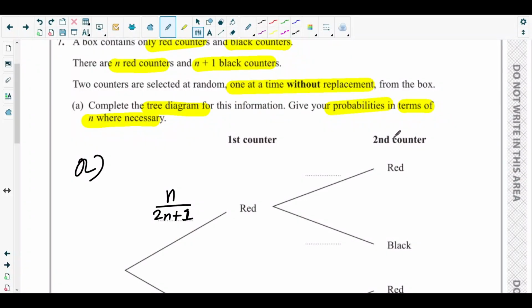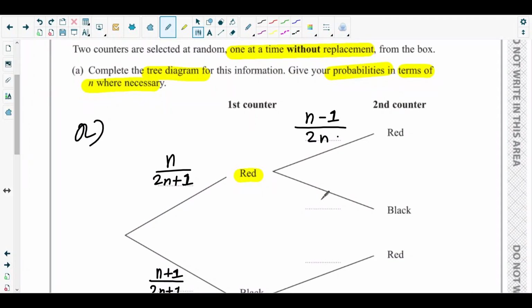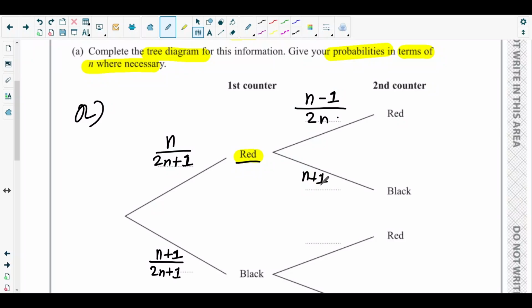Next, the second counter. When they pick for the second time, if the first was red, one red counter has already been picked, so the number of red counters decreases by one. That means n minus 1 over, and the total number of counters has also decreased by 1, so 2n. Make sense? What about black counters? Red has already been picked, so the number of black counters remains n plus 1. So it would be n plus 1 over 2n, since the total is one less.